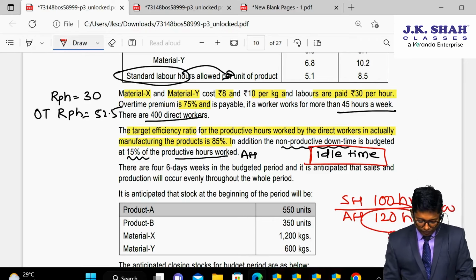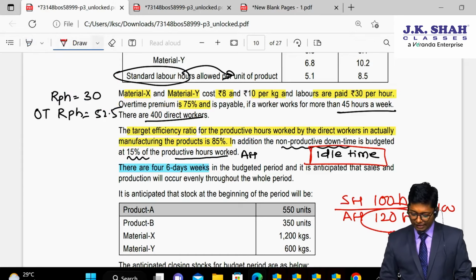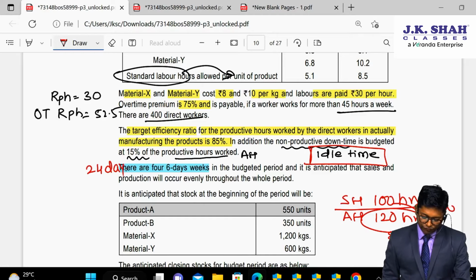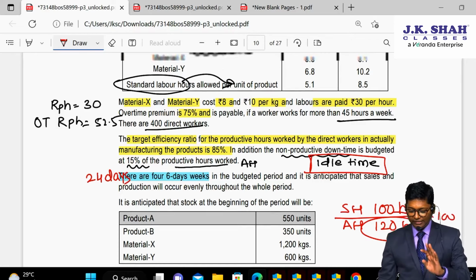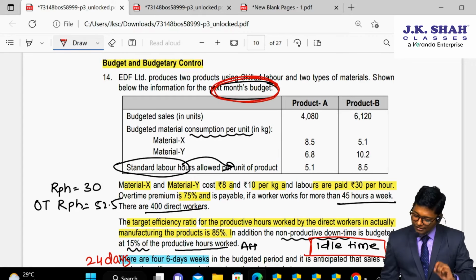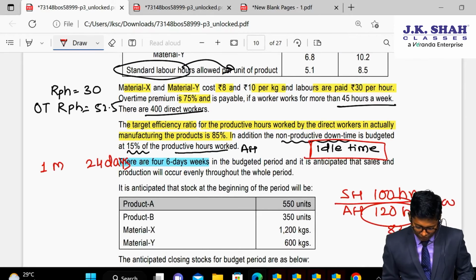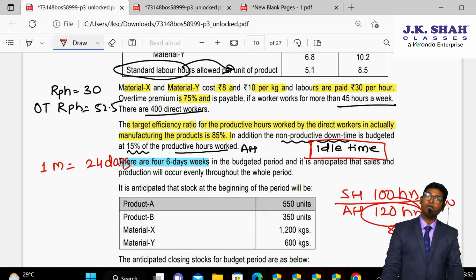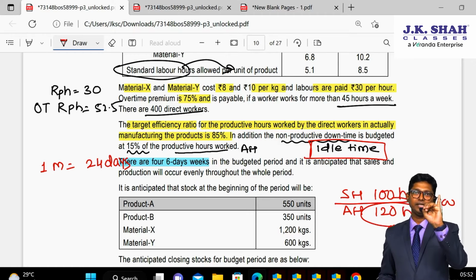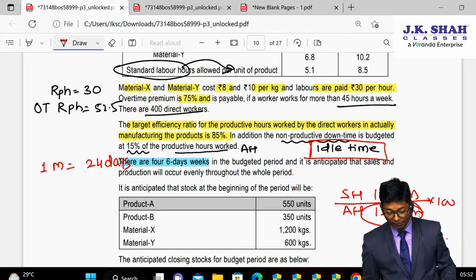There is a very important sentence: there are 4-6 days weeks in the budgeted period. There are 4-6 days weeks means there are 4 weeks covering 6 days. That means your month is of 24 days. Now if this sentence is not given in the question, then your month is equal to 30 days. But because of this information, you have to consider 1 month equal to 24 days, because there are 4 weeks covering 6 days, 6 days, 6 days, 6 days each. So total 24 days in the budgeted period.